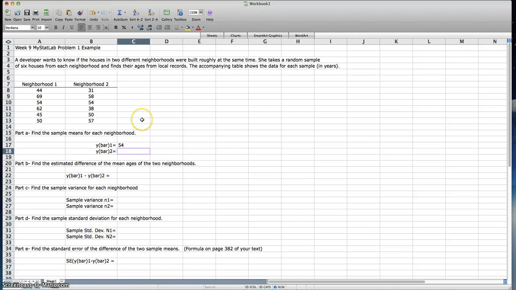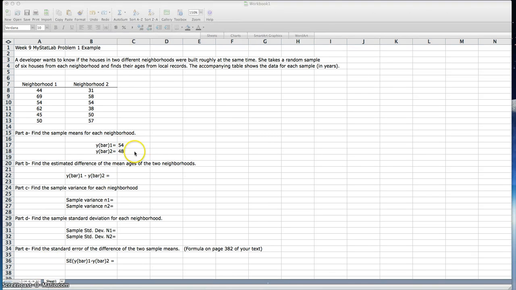So we'll do the same thing for neighborhood 2. Again, equals, average, highlight our data, hit enter, and now we have that too. So neighborhood 1 has a sample mean of 54 years, and sample 2 has a mean of 48 years. So on to part B. Find the estimated difference of the mean ages of the two neighborhoods.